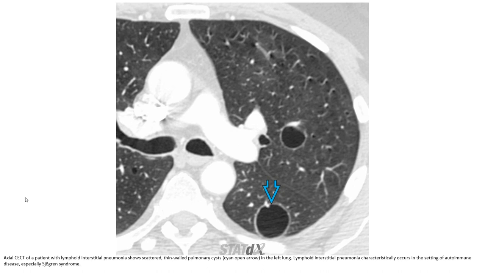This is an axial contrast enhanced CT of a patient with lymphoid interstitial pneumonia. Scattered thin-walled pulmonary cysts, open arrows indicate in the left lung. Lymphoid interstitial pneumonia characteristically occurs in the setting of autoimmune disease, especially Sjögren syndrome.